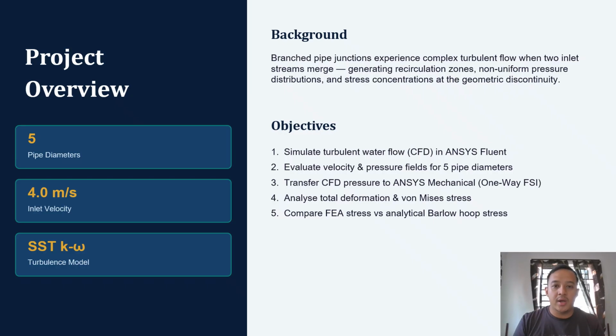So, our project has a few objectives. The first one, simulate turbulent water flow, which is CFD, in ANSYS Fluent. The second one, evaluate velocity and pressure fields for 5 pipe diameters. The next one, transfer CFD pressure to ANSYS Mechanical, one-way FSI. Furthermore, analyze total deformation and von Mises stress. And the last one, compare FEA stress with analytical Barlow-Hope stress.